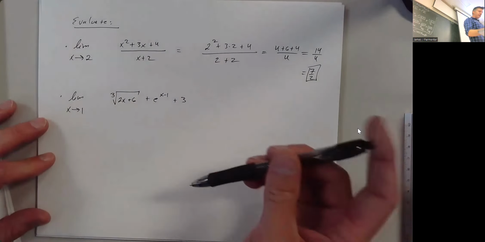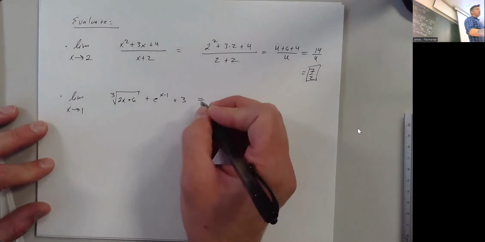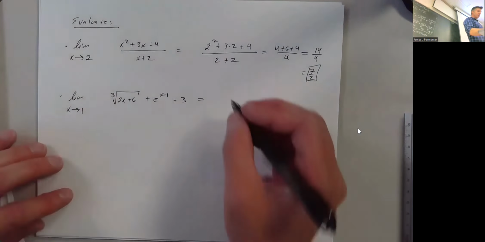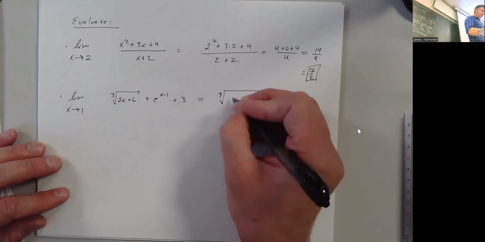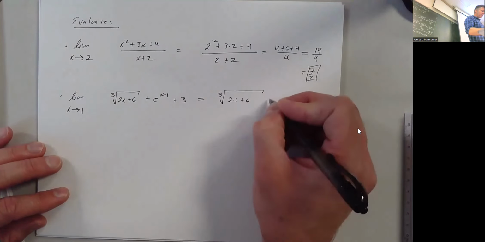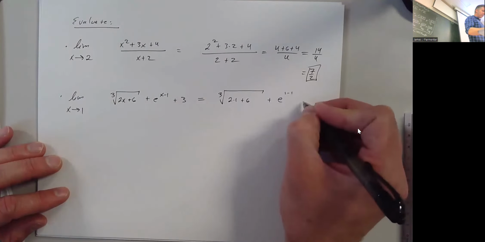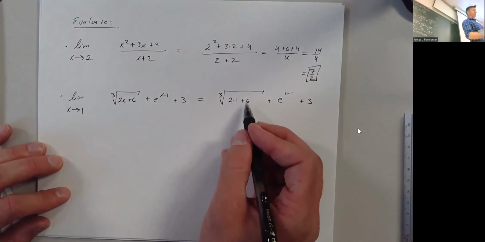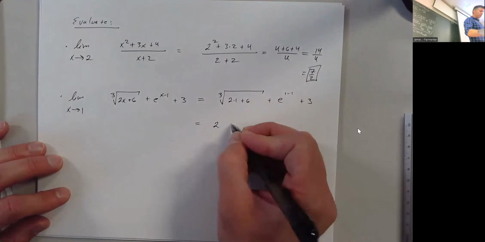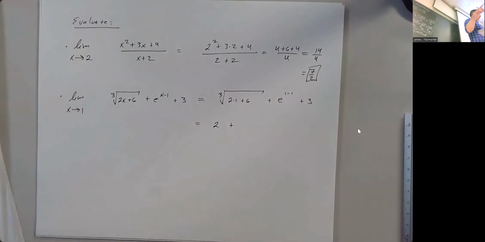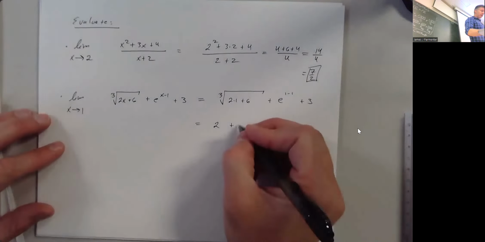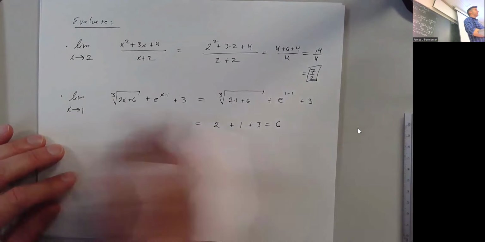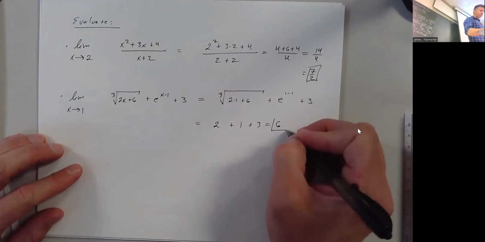All right, let's see what we get here. Again, just doing the usual thing, I'm going to plug in 1 for every x. So I get the cube root of 2 times 1 plus 6, plus e to the 1 minus 1, plus 3. 2 plus 6 is 8. Cube root of 8 is 2. And e to the 0, anything to the 0 is 1. Plus 3, which is 6, which is a great number.